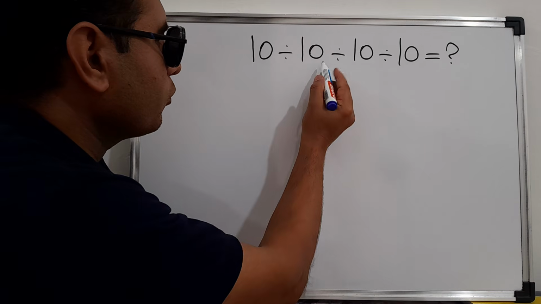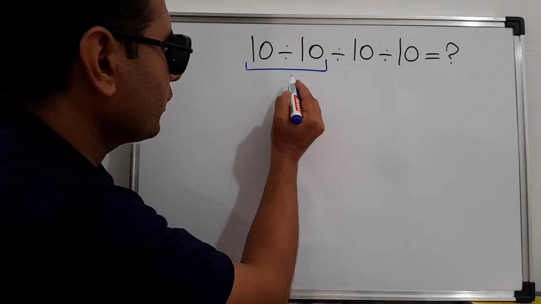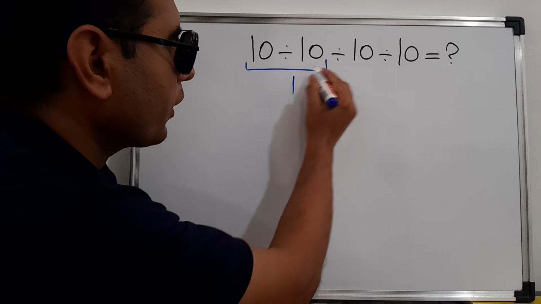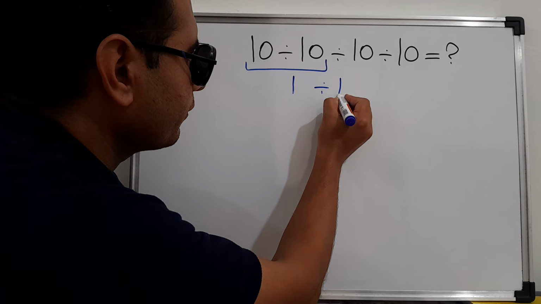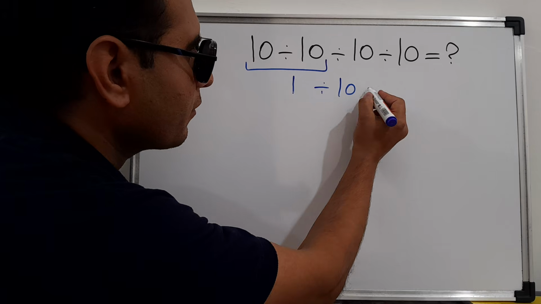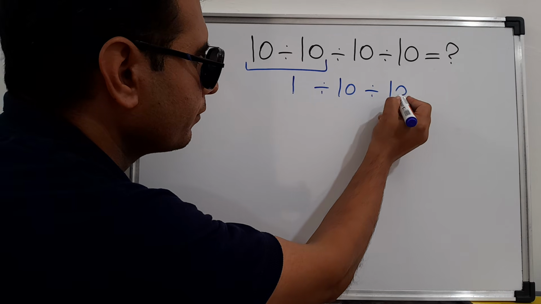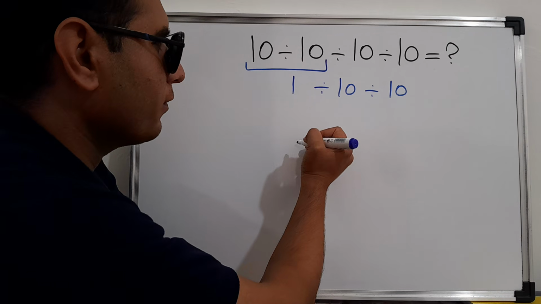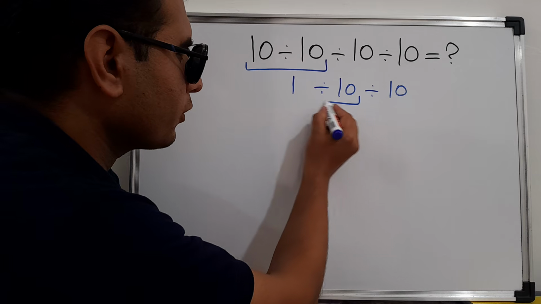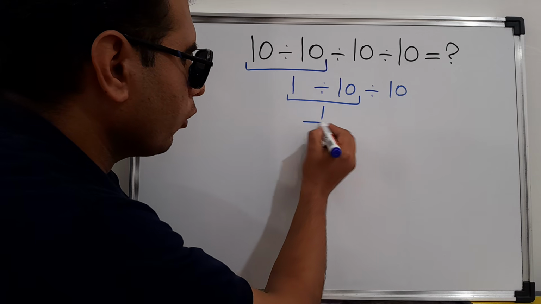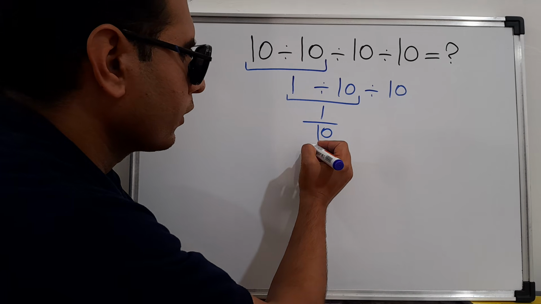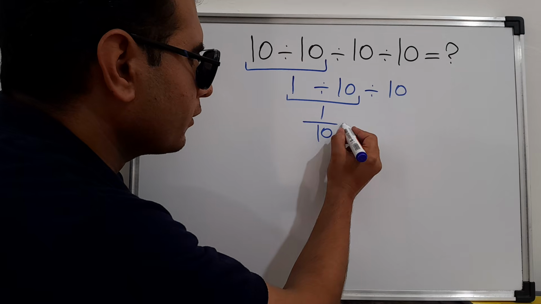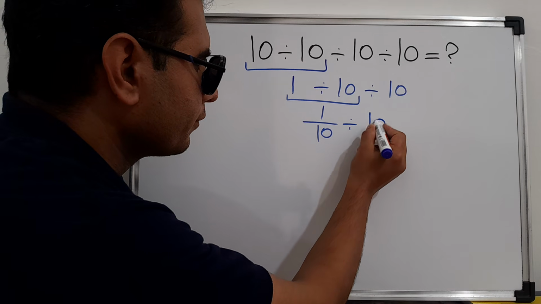So first we have to do this division. 10 divided by 10 gives us 1. So we have 1 divided by 10 and again divided by 10. Now we have to do this division. 1 divided by 10 can be written as 1 over 10. So 1 over 10 divided by 10.